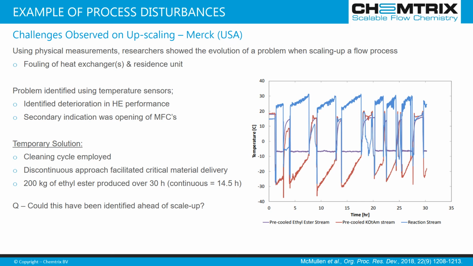and in order to generate the amount of material that was needed for a campaign, they operated this process with a cyclical washing, restabilization and material collection, and this allowed them over a 30-hour period to generate a couple of 100 kilos of the ethyl ester. Obviously though, it's not a stable process for long-term manufacturing, and the question you have to ask is, could they have identified this problem ahead of scaling up to a couple of 100 kilos?